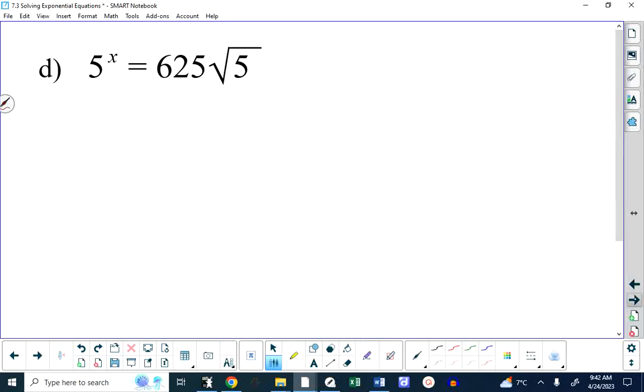Let's try one more. 5 to the x equals 625 root 5. Very basic question. These will get more complicated as you'll see today. But given that the left-hand side is 5 to the x, and 5 is a prime number, it doesn't even have any other factors other than 5 in itself. We can't write 5 as some other base to an exponent. That's telling us the common base must be 5. So your job now is to go to your calculator and determine what 625 is in base 5.